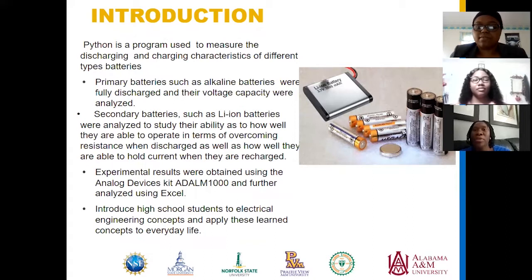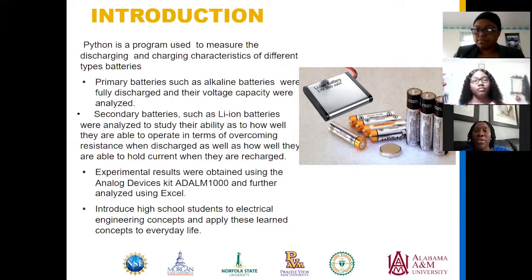Python is a program used to measure the discharging and charging characteristics of different types of batteries. Primary batteries, such as alkaline batteries, were fully discharged and their voltage capacity were analyzed. Secondary batteries, such as lithium-ion batteries, were analyzed to study how well they are able to operate in terms of overcoming resistance when discharged, as well as how well they are able to hold current when they are recharged. Experimental results were obtained using the analog device kit ADALM1000 and further analyzed using Excel.